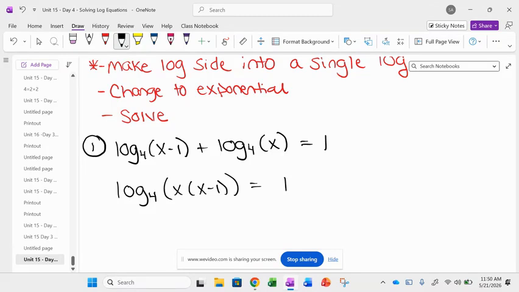Now, biggest mistake I see is now they try to take x times the quantity of x minus 1 equals 1. How come I'm not allowed to do that? How come I'm not allowed to say x squared minus x equals 1? What's your name? Isabella. Even if there was a different base, what does it matter? You got it.